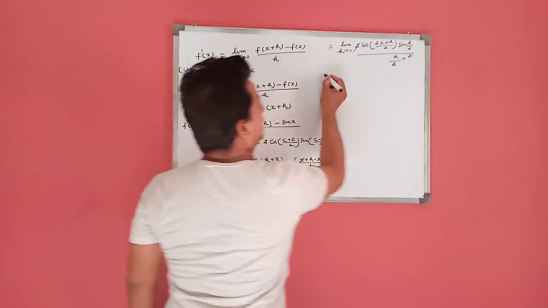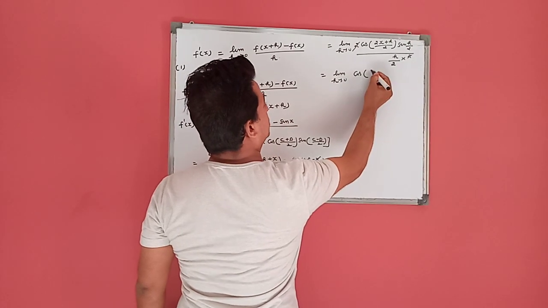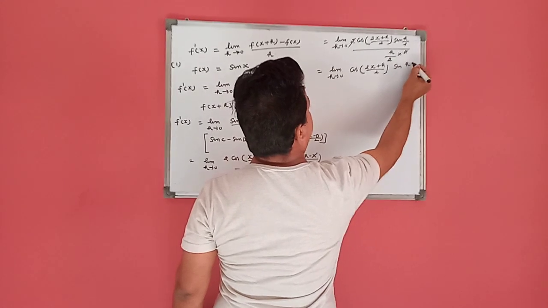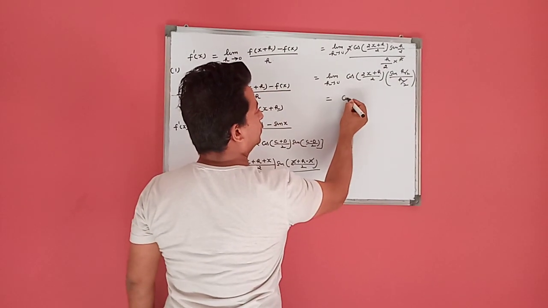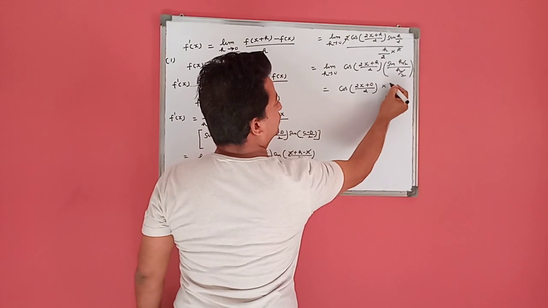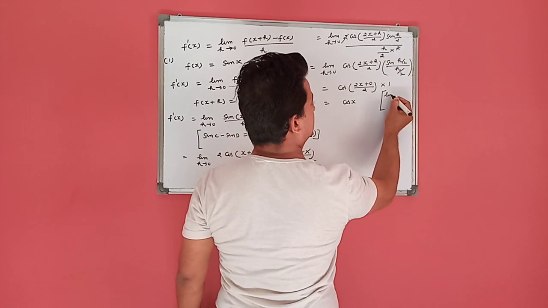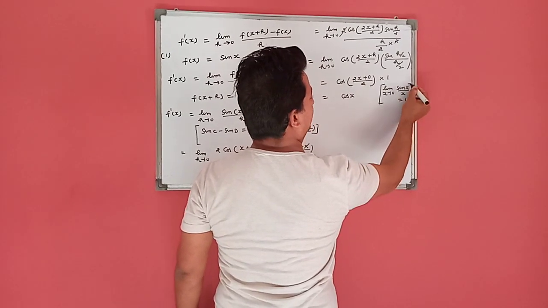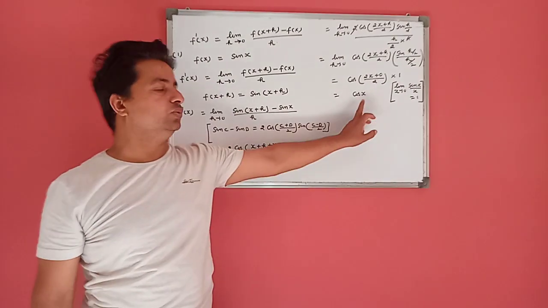This 2 cancels out. As we know, the limit as h approaches 0 of cos((2x + h)/2), and the function sin(h/2) over h/2, is equal to 1. So when we put the limit h approaches 0, this becomes cos x. In this we use the limit x approaches 0 of sin x upon x equal to 1. So the differentiation of sin x equals cos x.